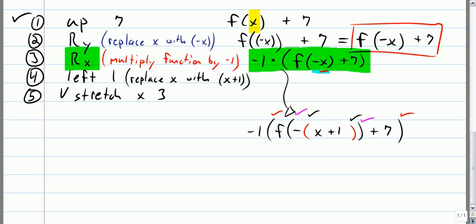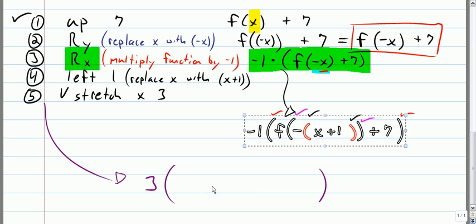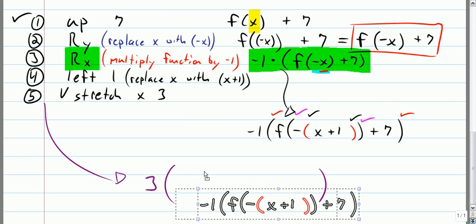So the last step is a vertical stretch by 3. So we still need to do number 5. So vertical stretch by 3. Vertical stretch by 3 is we're going to take everything we've got, we're going to take our entire function, and we're going to multiply it by 3. So 3 times the whole thing. That whole thing is sitting right here. I'm just going to plug it in. Copy it and paste it.